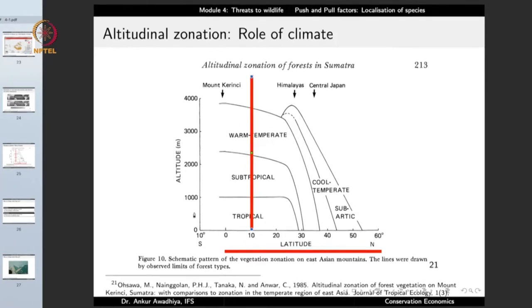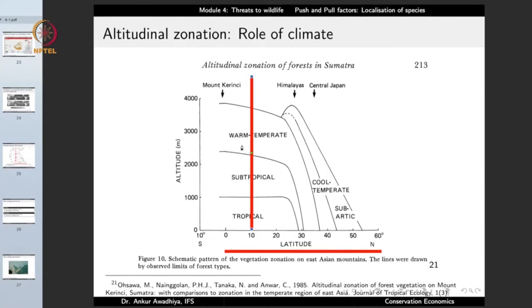Then if you move even higher in altitude, you'll start finding the warm temperate forest or the warm temperate vegetation. Now, this brings us to the point that there is something that is common between, say, this region between 30 and 35 degrees latitude and this region, which is at 10 degrees latitude but is at a greater height. So what is that common thing? It turns out that the common thing is the climate.